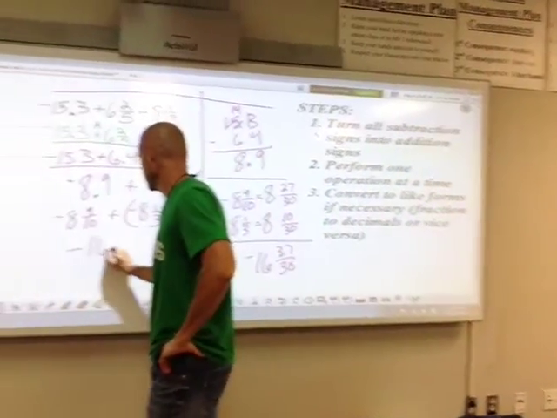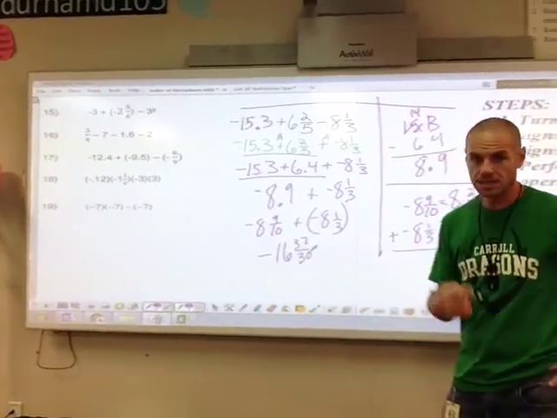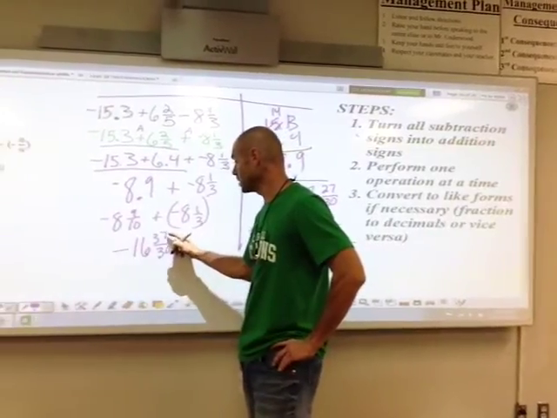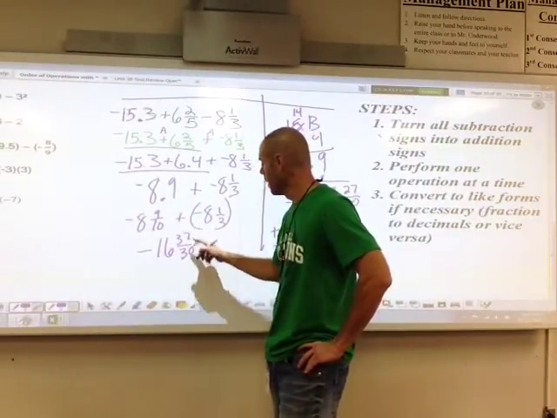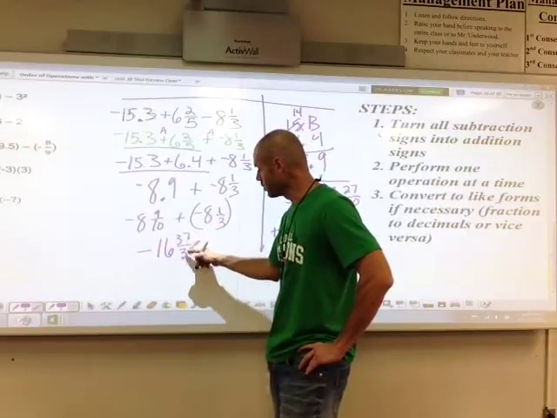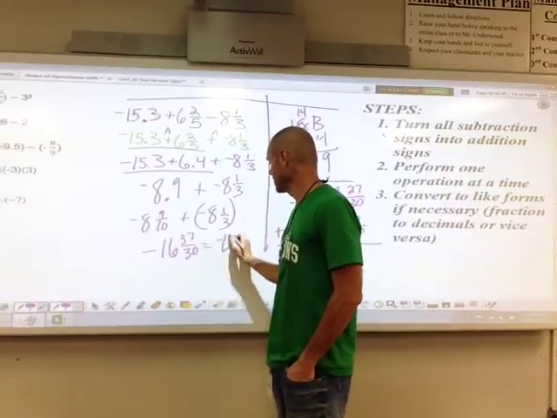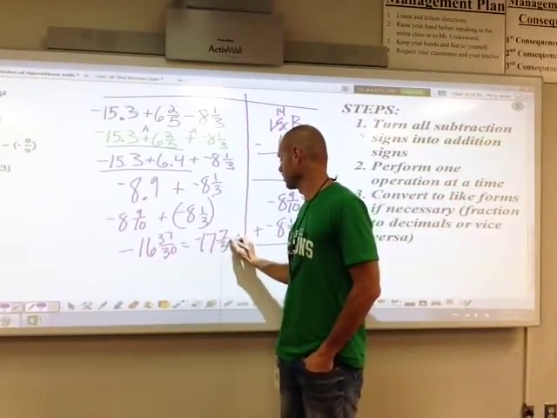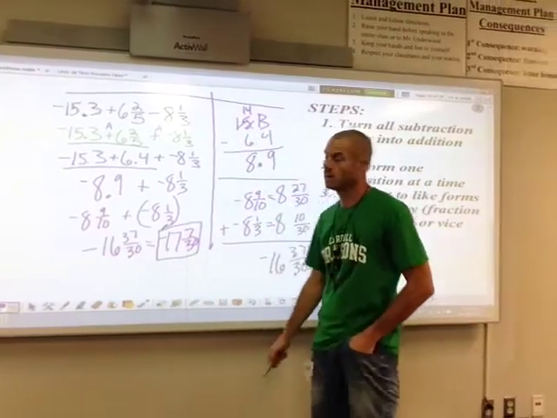So we have negative 16 37/30. Or I can simplify that even more if I wanted to. This is the most simplified improper fraction, but I can actually do more: 30 goes into 37 one time, so this equals negative 17 because I can add a whole, and what's left over is 7/30. So that is my answer.